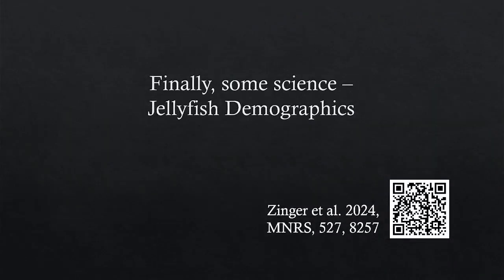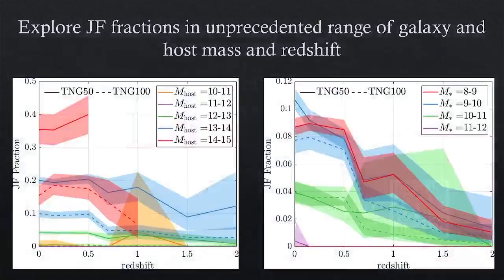And finally, let's talk some science. The first paper I'm going to talk about is basically introducing the projects, which is what I did, and showing some general demographics for jellyfish galaxies. So now with this huge sample, we can actually look at how jellyfish fractions change with redshift, from redshift 2 to the present, and how that slices up with stellar mass of the galaxies and with host mass. You can see that jellyfish fractions grow over time as hosts become more massive and more conducive to jellyfish formation.